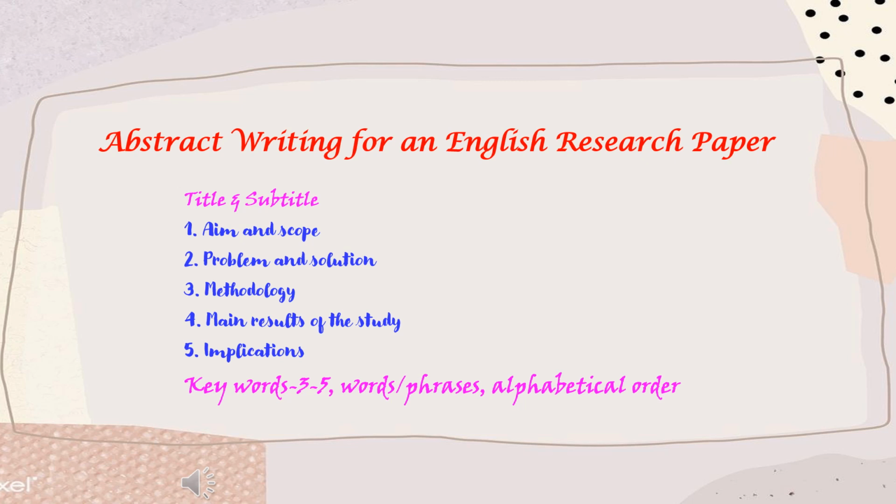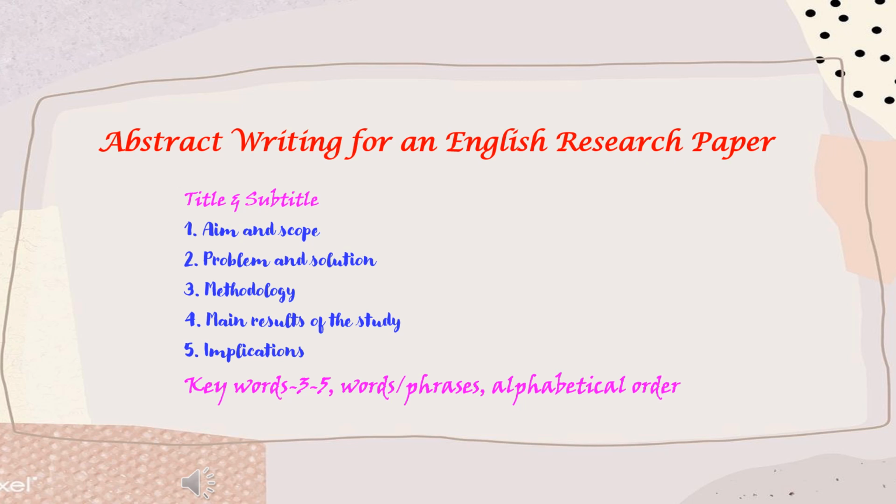Finally, we have come to the keywords section. Keywords are used to find the article. Keywords promote the work so that researchers can reach your work. There are 3 to 5 in number.